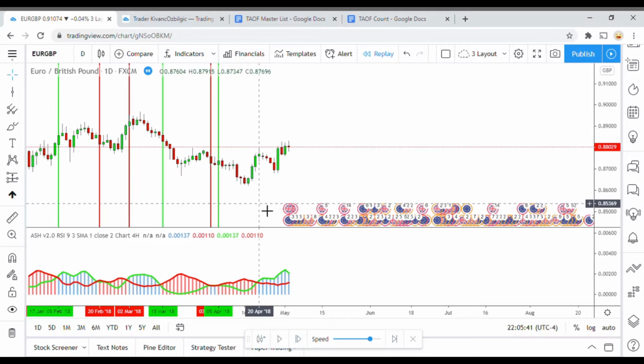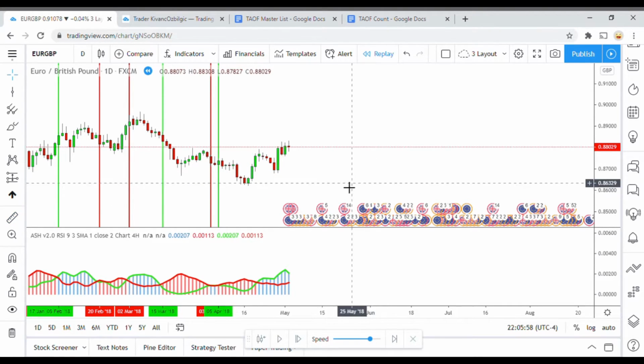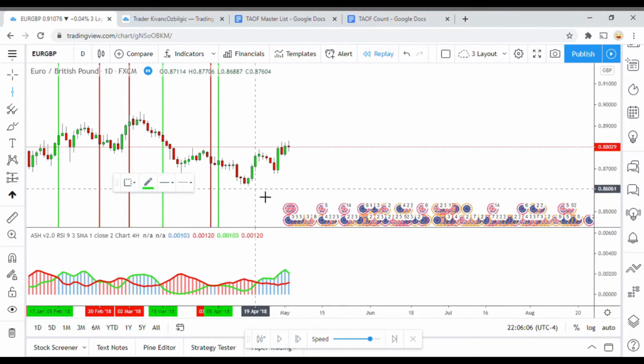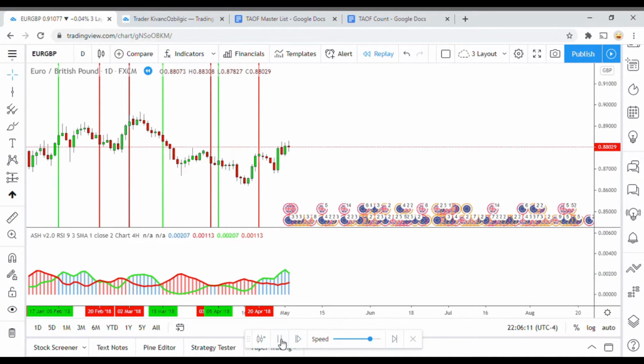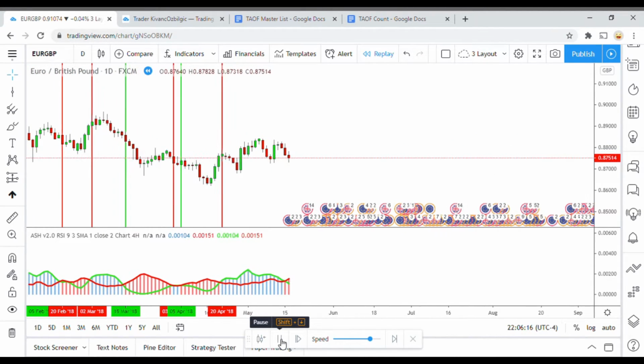Let's see what we got going on here. So this one was a buy signal, and unfortunately it looks like, come on, there we go. It looks like we would have come down and hit the stop loss on that order. And so that is another losing trade.